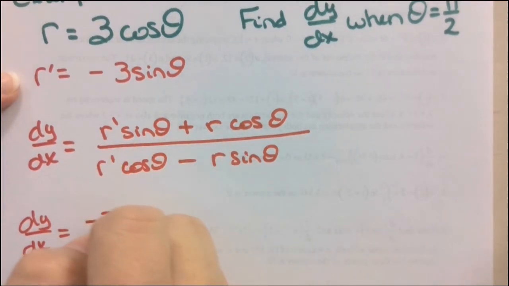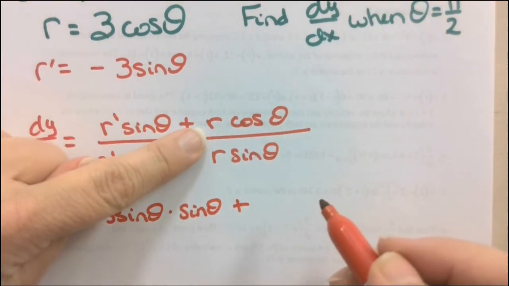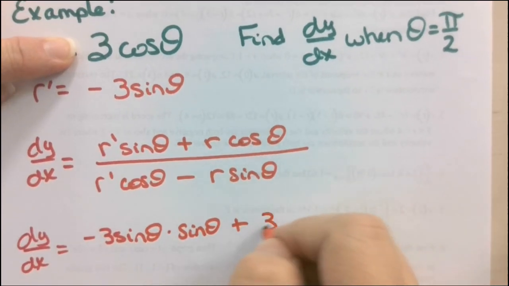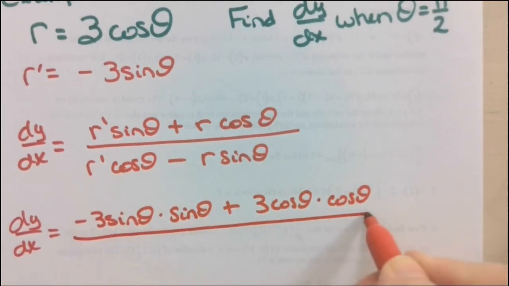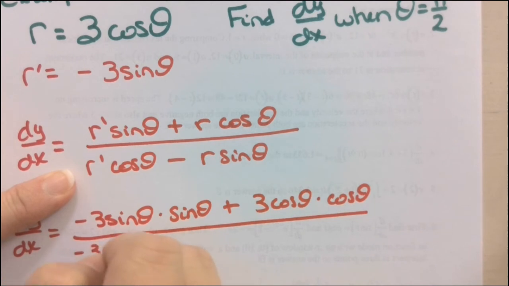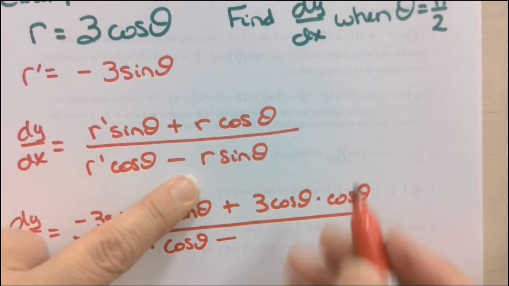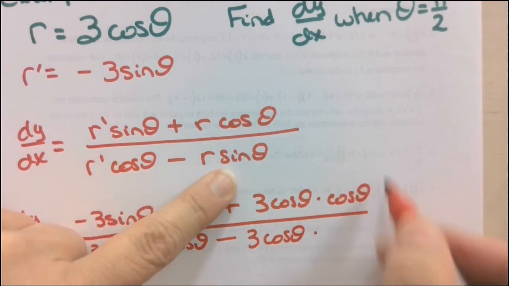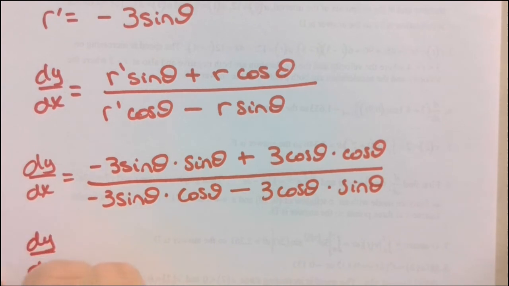My r prime is negative 3 sine theta times sine theta, plus r, which is 3 cosine theta, times cosine theta, divided by r prime, negative 3 sine theta, times cosine theta, minus r, 3 cosine theta, times sine theta. That is our derivative.